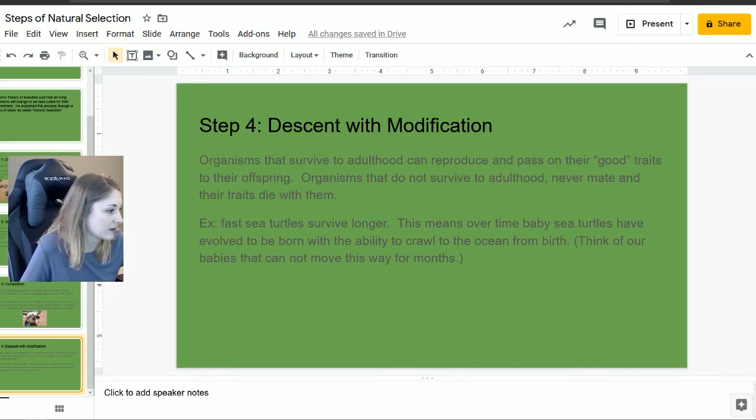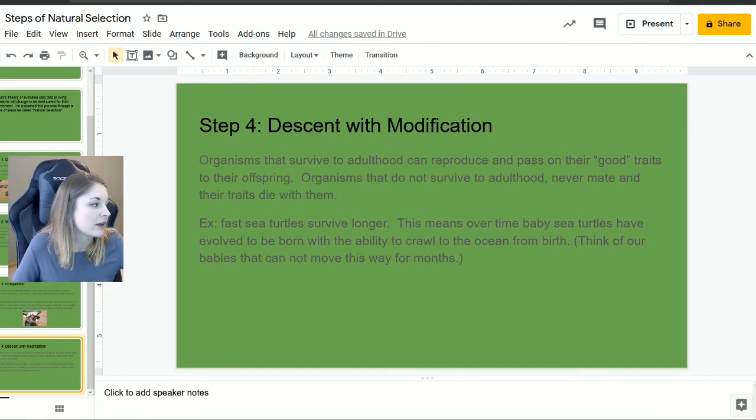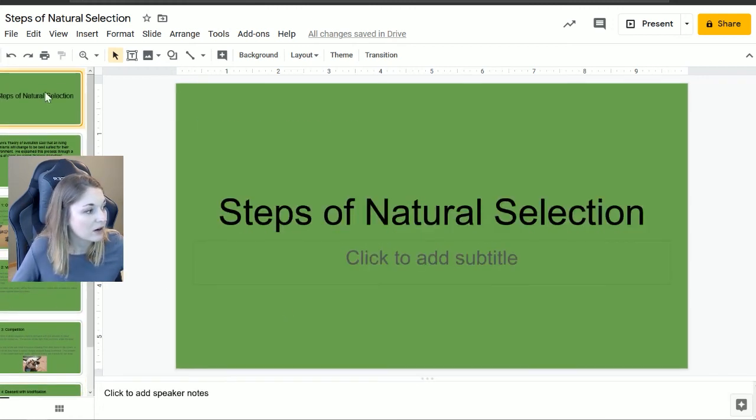So this piece here, I just said that fast sea turtles survive longer. This means over time, baby sea turtles have evolved to be born with the ability to crawl to the ocean from birth. Think about our babies, human babies. They can't move on their own in that way for months. However, baby turtles are born with that. They're ready to go and they have to survive. So again, those are the steps of natural selection.